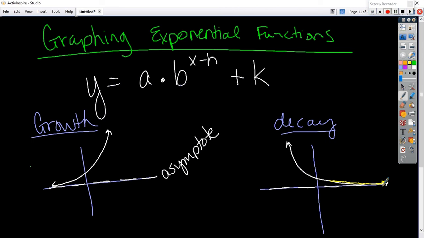So 0 is that asymptote. It's a value that it's approaching and getting really close to, but it's never touching. Does that make sense to you? A little bit? And how do you approach 0? You won't ever get 0. There's an asymptote there saying you'll never be this, but you'll get really close.